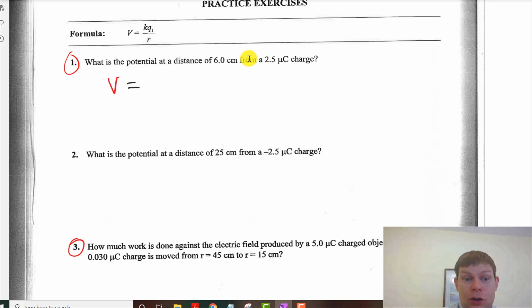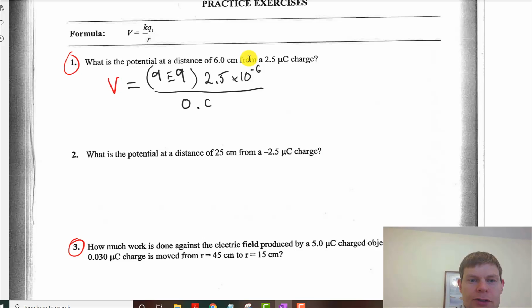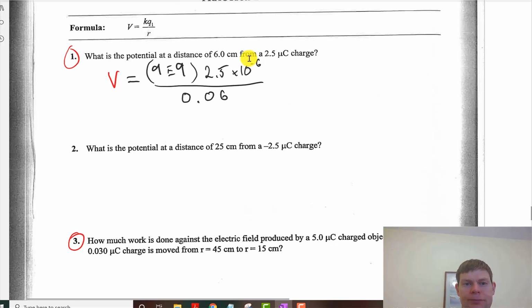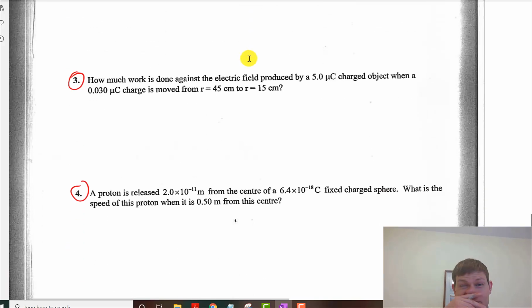So your electric potential, your voltage, is equal to 9 times 10 to the 9, maybe I'll just write that down, 9E9 times the charge of the thing causing the electric potential, which is 2.5 times 10 to the -6 for micro, and then all over 0.06 to convert centimeters to meters. And that's it for that guy. That is all she wrote.